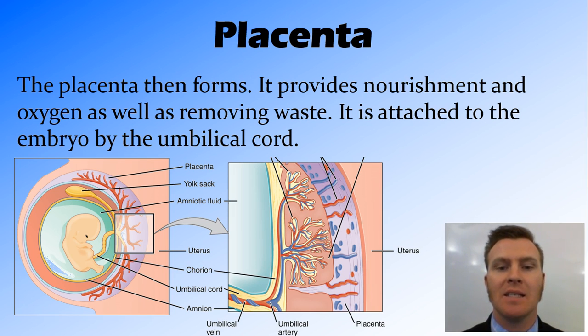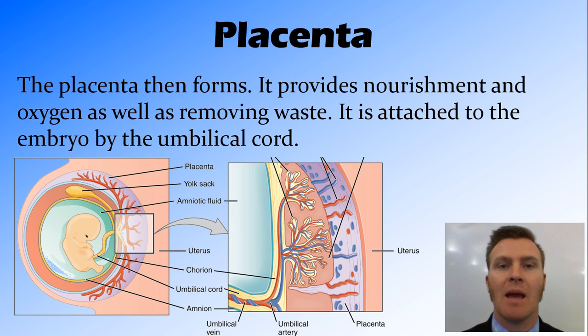The way it does this is by having lots and lots of tiny little blood vessels in it, and those tiny little blood vessels of the embryo line up with tiny little blood vessels from the mother. There are only a couple of cells between the blood from the mother and the embryo. Nutrients are able to pass through those cells to the embryo, and wastes are able to pass through those cells back to the mother.